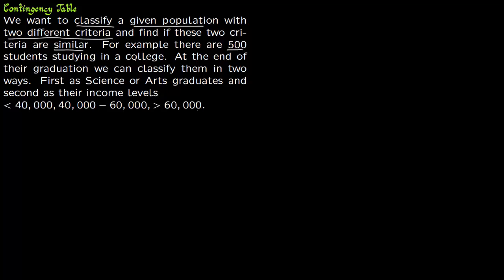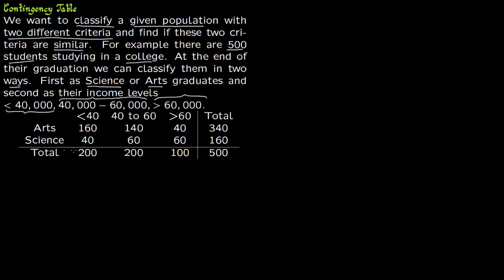Suppose there are 500 students who are studying in a college. At the end of their graduation, we classify them in two ways. First, you can classify these 500 students as science or arts graduates, and second, by their income levels. You can classify them in three income levels: they earn less than 40,000 on graduation, between 40,000 and 60,000, or more than 60,000.